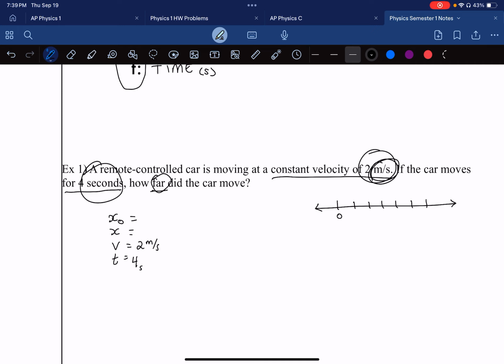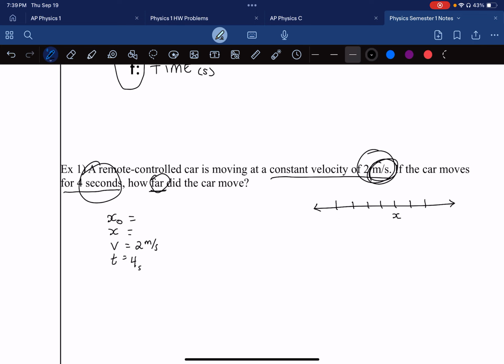Now, when they ask how far something went, okay, let me do it this way. How far something went would be considered x. So let's say this is 0, and the object started here at 0. I know it's a car, but I'm drawing a person. If they start at 0 and they travel to this position x, that's how far they traveled. I can count them. This would be 1, 2, 3, 4 meters. But my point is that when they don't give us the starting position, let's just call that starting position 0.